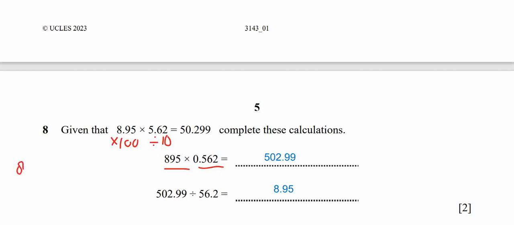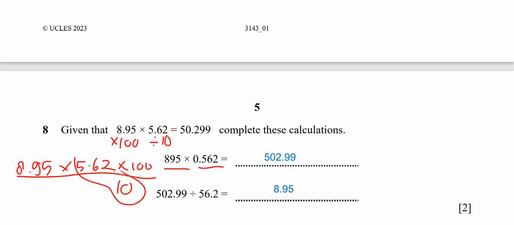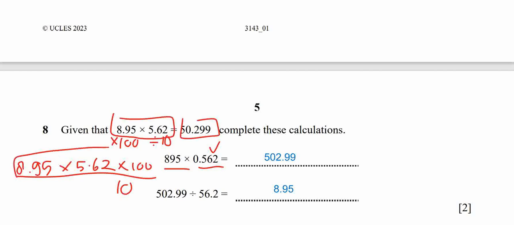895 times 5.62, and then we times again by 100, and we divide it by 10. So this and this will make 0.562, and this will make 895. Now let's simplify the answer. So this will make 50.299. This will make 50.299.